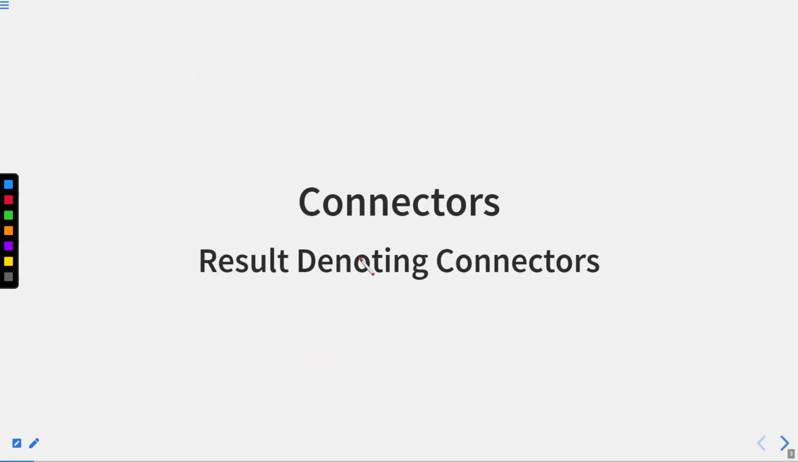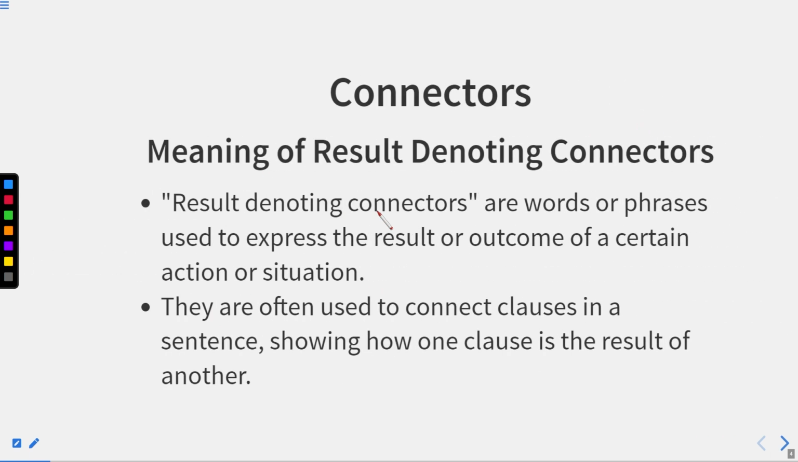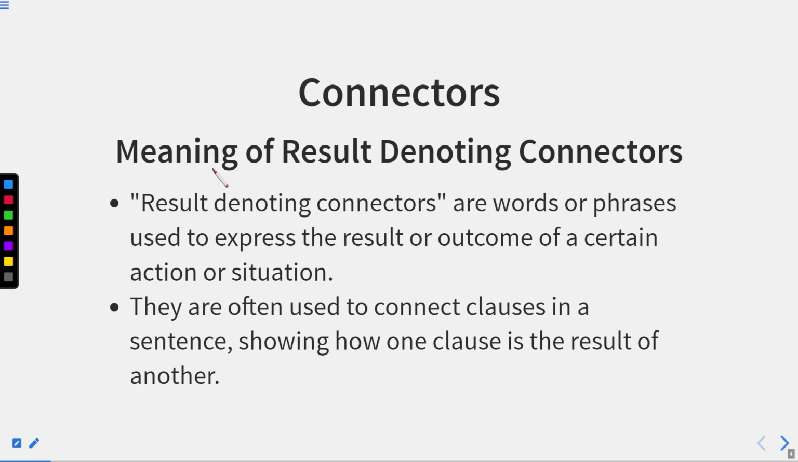First of all, let us discuss what are result denoting connectors. Till now we have already completed cause denoting connectors. Now result means effect. As we are discussing cause and effect denoting connectors, we have already done cause denoting connectors. Now it is time to discuss effect denoting connectors. So first of all, let us discuss the meaning of result denoting connectors. Result means effect. It means something that happens.